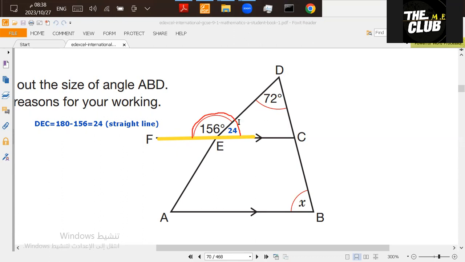Good. Now we got this, which is 24. Because this one is 24 and this one is 72, we can find this angle, which is DCE.